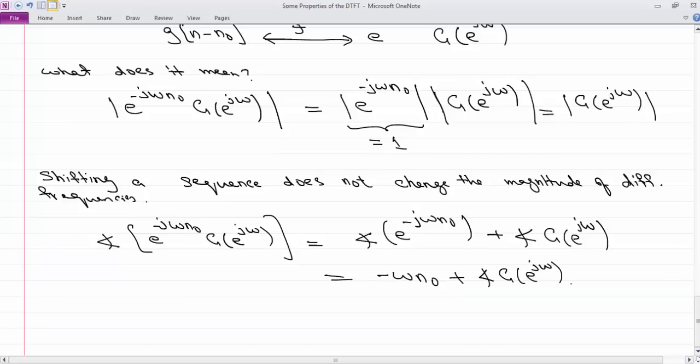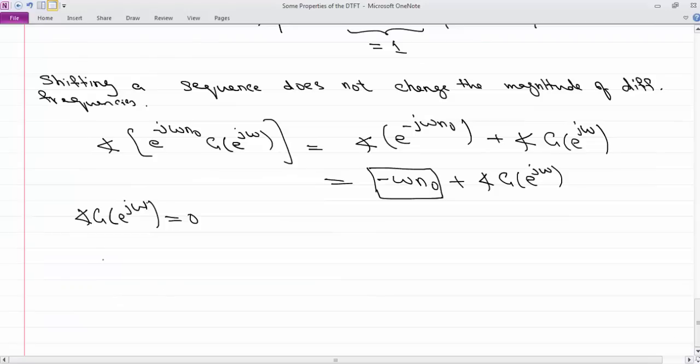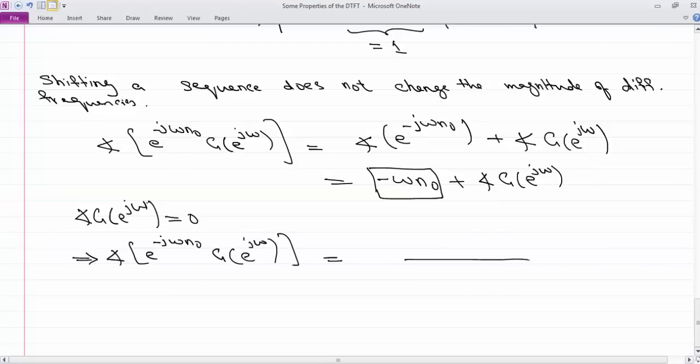So what it means is that if you are doing a time shift of a signal, it does not change the magnitude of your Fourier transform. The only thing it does is add a phase shift of minus omega n naught to your original phase. So for example, assume that the phase of G of e to the j omega was equal to 0. Just make an assumption. Then the phase of e to the minus j omega n naught times G of e to the j omega, if you plot it on the omega axis, will be just this line with a slope of minus n naught.